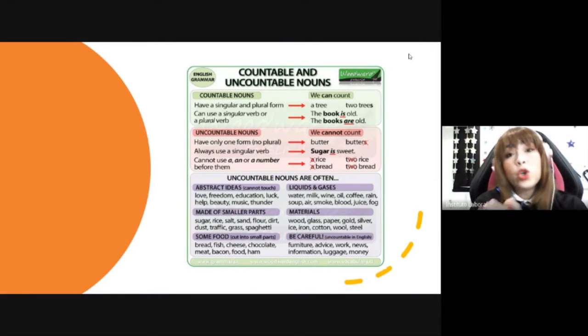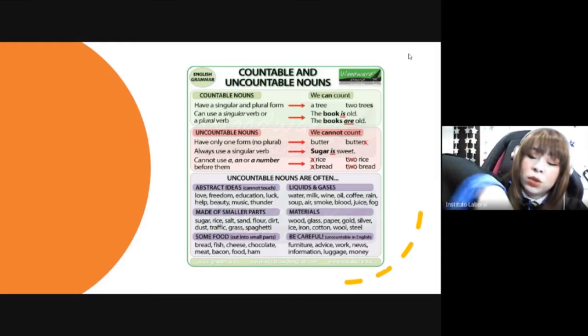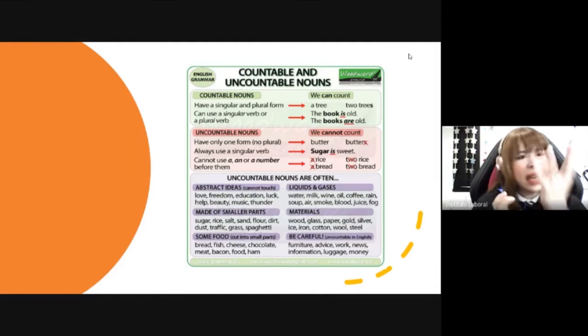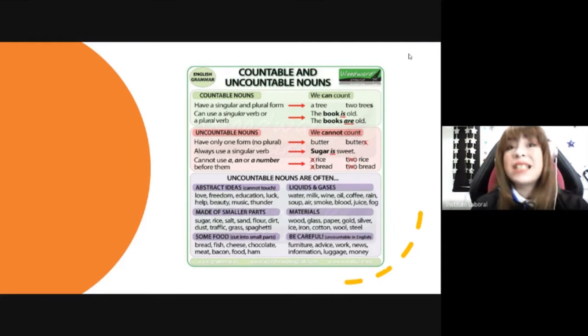For example, sugar. Yes, the one that we add to the coffee. Sugar is an uncountable noun. Can we count the sugar? Ooh, that's impossible. Sugar is an uncountable noun, and sugar always uses singular verbs. So sugar uses is. Sugar is sweet.